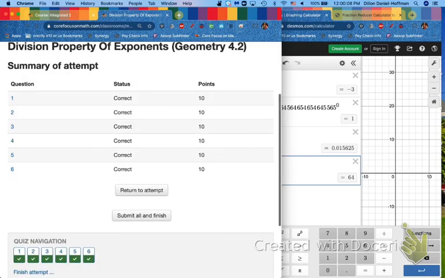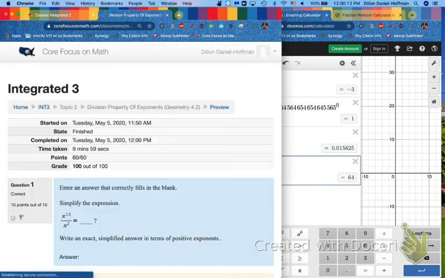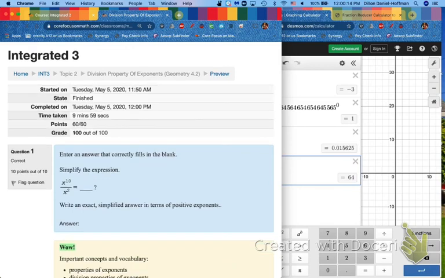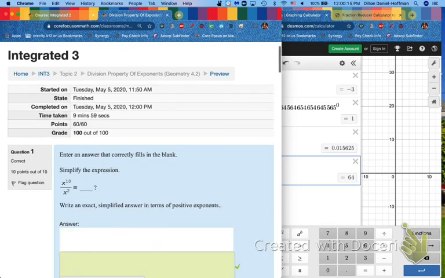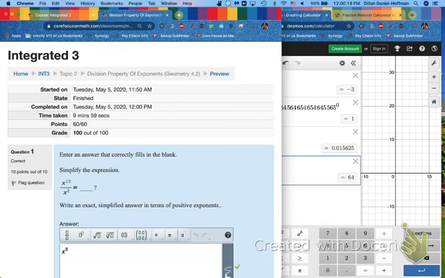When you get them all correct, you're going to go 6 for 6. You're going to get that 100%. This took about 10 minutes. This video is going to be a little over 11 minutes. All right, we're done with multiplication property of exponents. We're done with division property of exponents. We're just going to hit a fun smorgasbord of assignments.